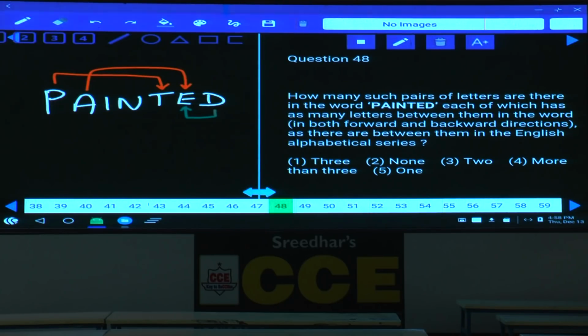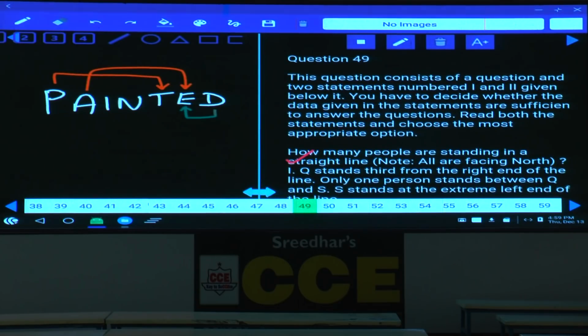Hence, how many pairs? We have only three such pairs. Three pairs, that is choice 1. Question number 48, choice 1 is the answer. Done with this? Then coming to question number 49. Questions 49 and 50, these two are based on data sufficiency.